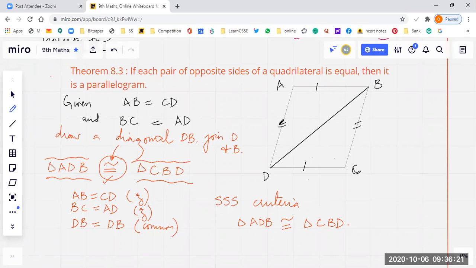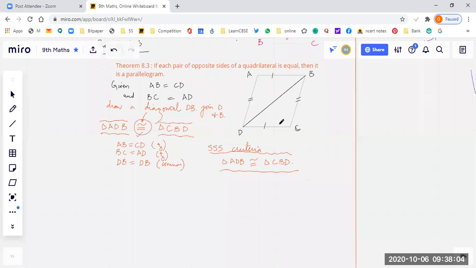Am I right? So when these triangles are congruent, students, now we have proven that these two triangles are congruent. Now we can prove that this is a parallelogram in two ways.